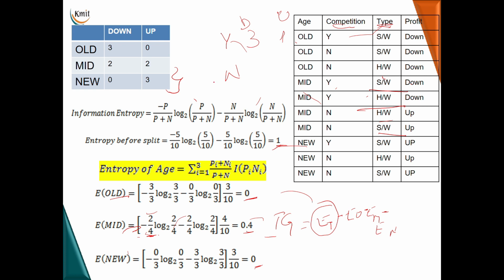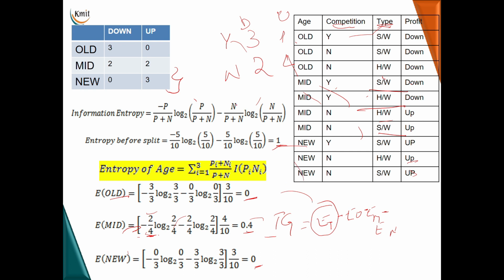Now, when I am talking about N here, N is no. For no's, how many downs do I have? 1, 2. I have 2 here. Done. Again, here how many ups do I have for no's? 1, 2, 3, 4. Done. This is what my table is.